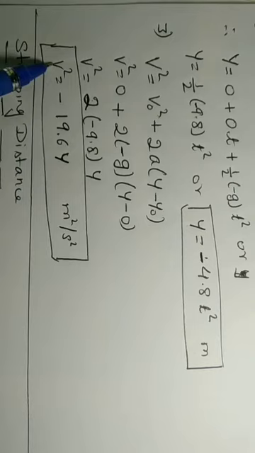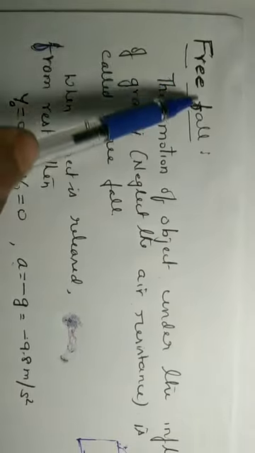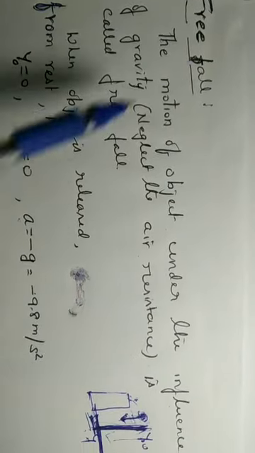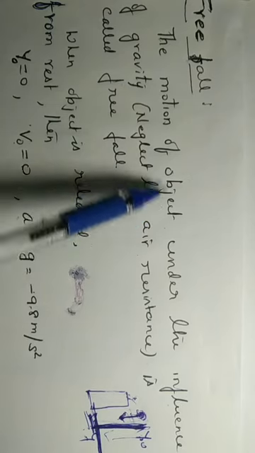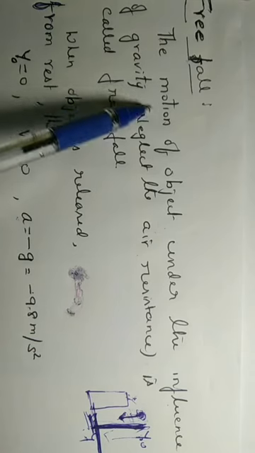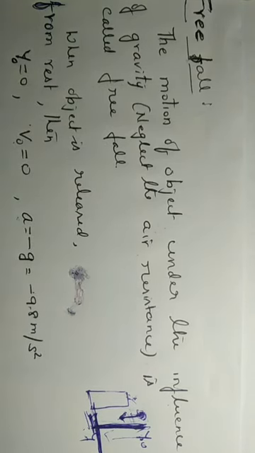So we get the equation for v square. What is the unit for velocity? Meter per second. Therefore v square is in meter square per second square. So students, this is all about the topic of free fall. What is free fall? The motion of an object under the influence of gravity. That means you have to neglect the air resistance.